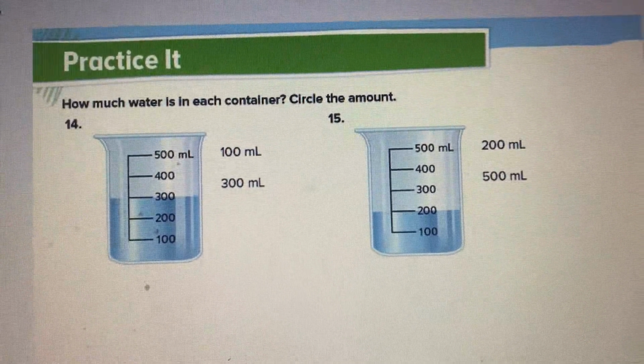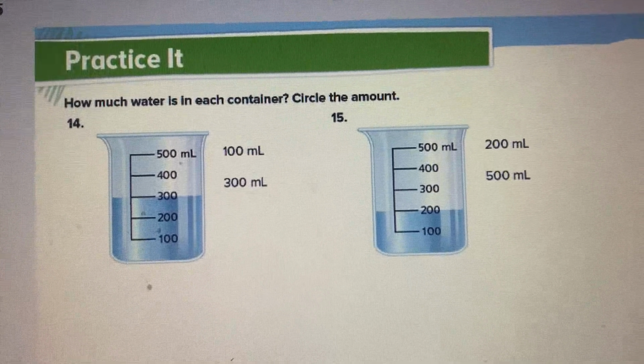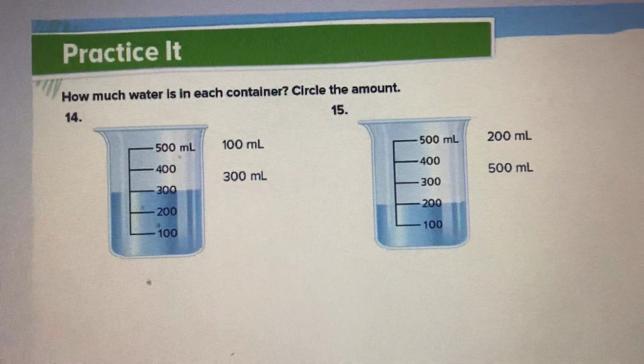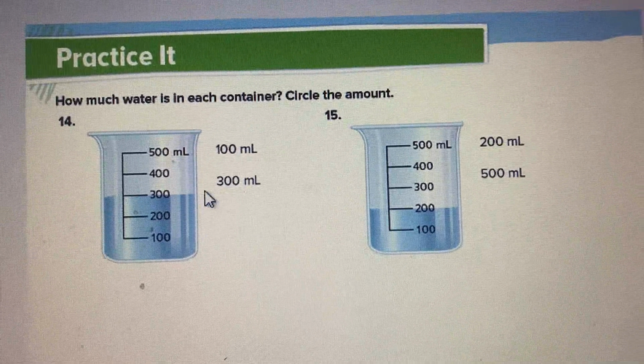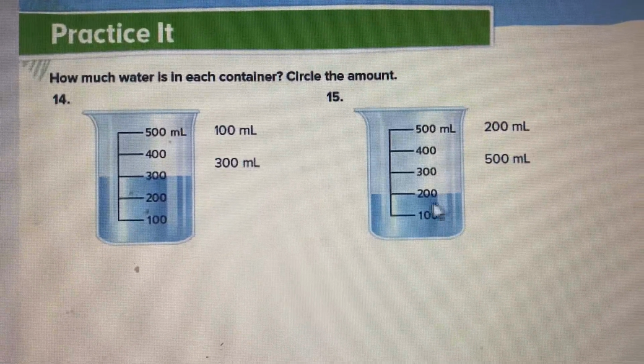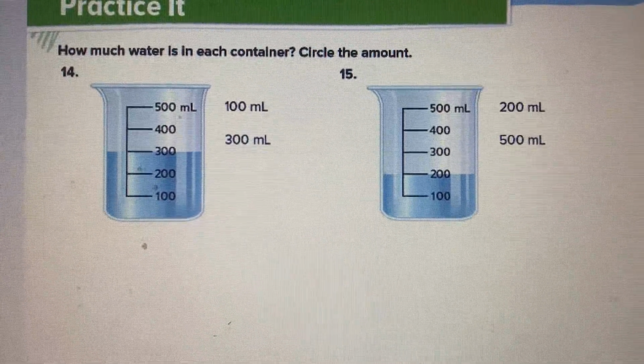How much water is in each container? Circle the amount. So they just want you to look here on the side. This is milliliters. So what does this water go up to? You can easily see here that it goes up to 300 milliliters. And right here, you can easily see this one goes up to 200 milliliters. So go ahead and finish those.